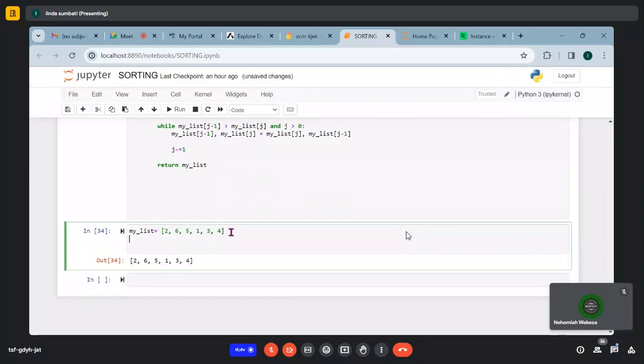Yep. Then we print or we call that insertion function when the final decision comes.